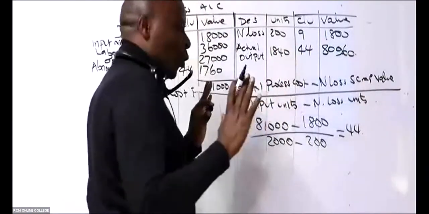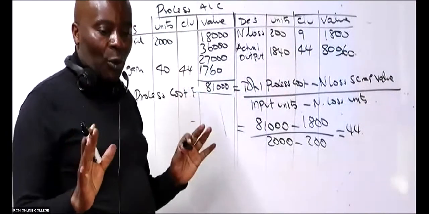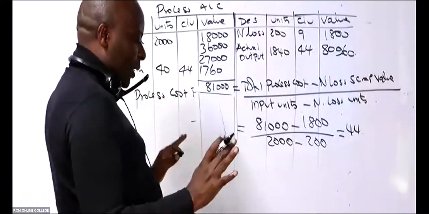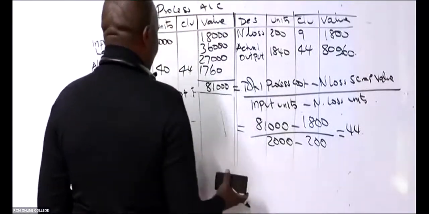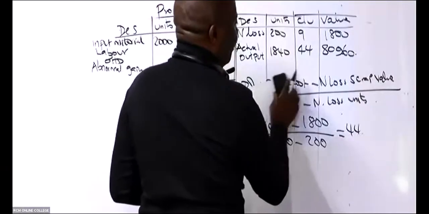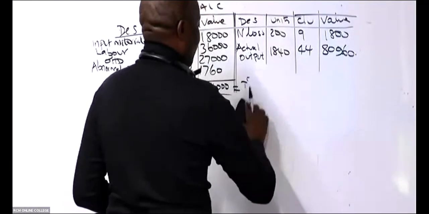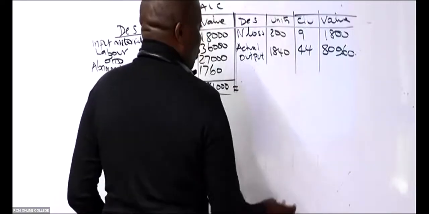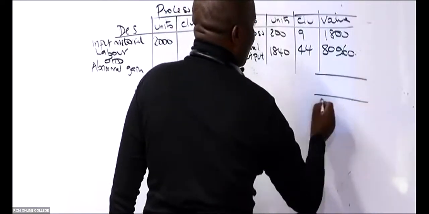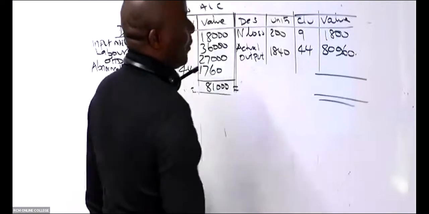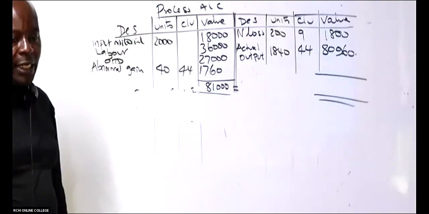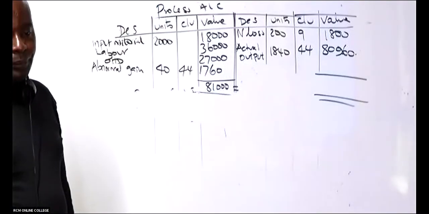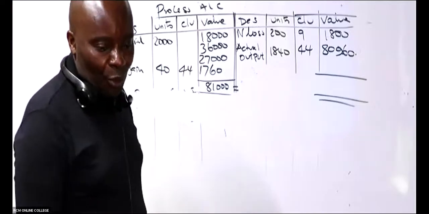80,960. And then now you evaluate whether your process account is summing up, is casting. We talk of casting. Is the process account casting? Let's see. So of course I expect this side to be heavier. So you take this plus this, give me an answer. 1,800 plus 80,960. So I'm being given 82,760.